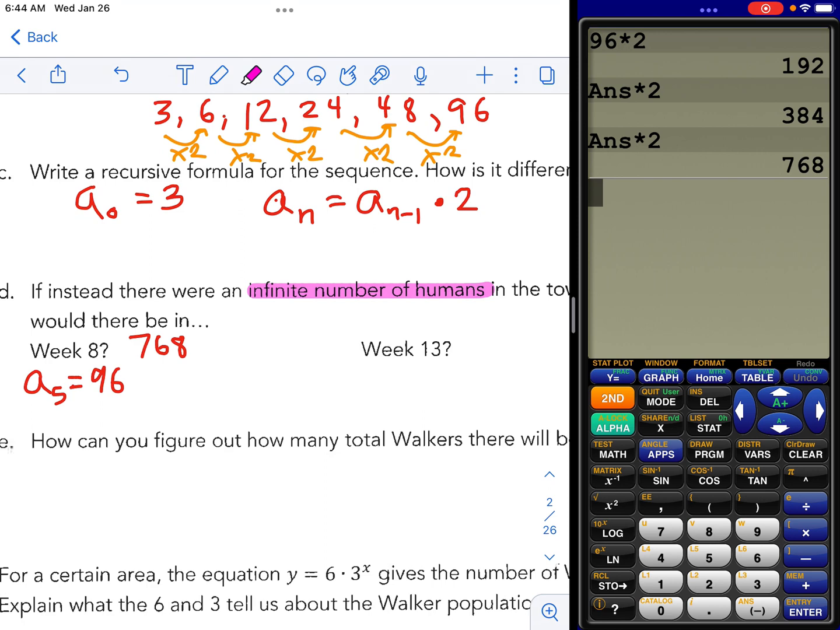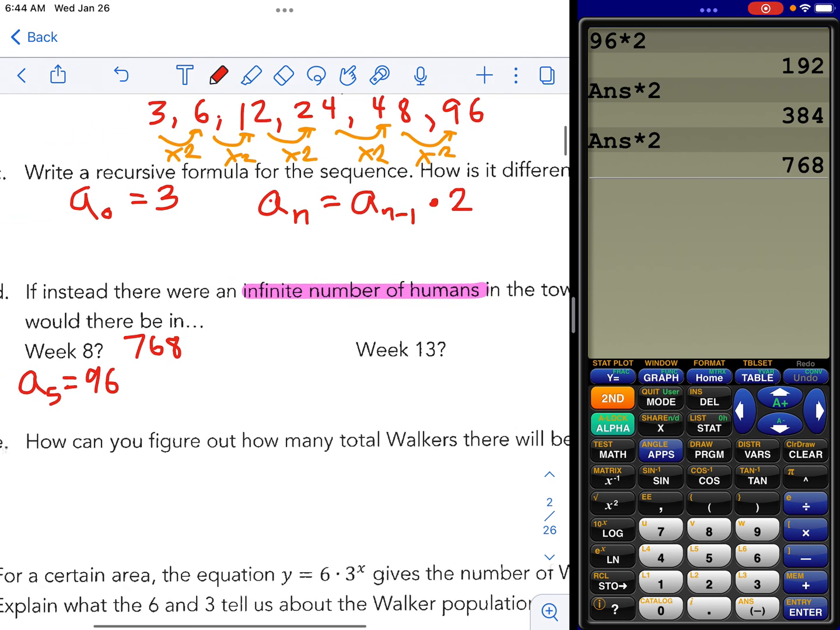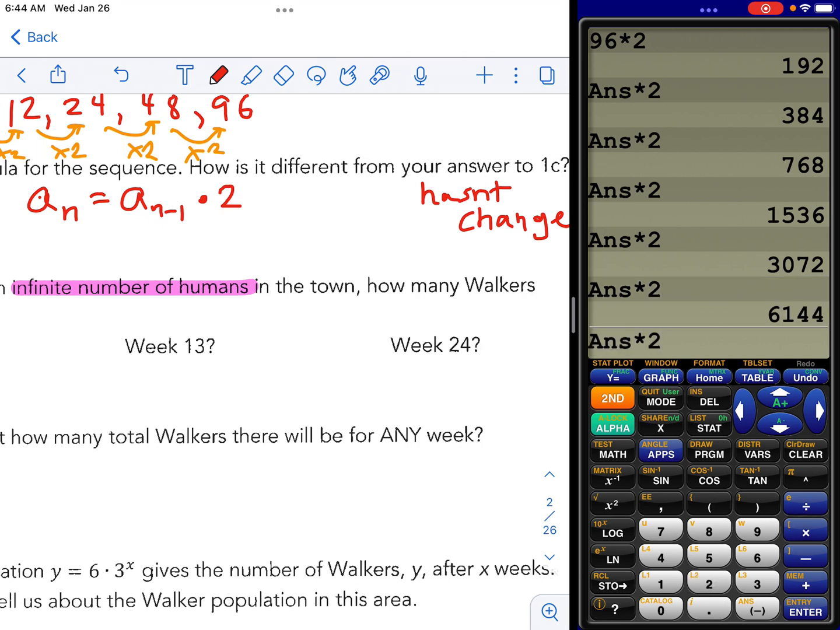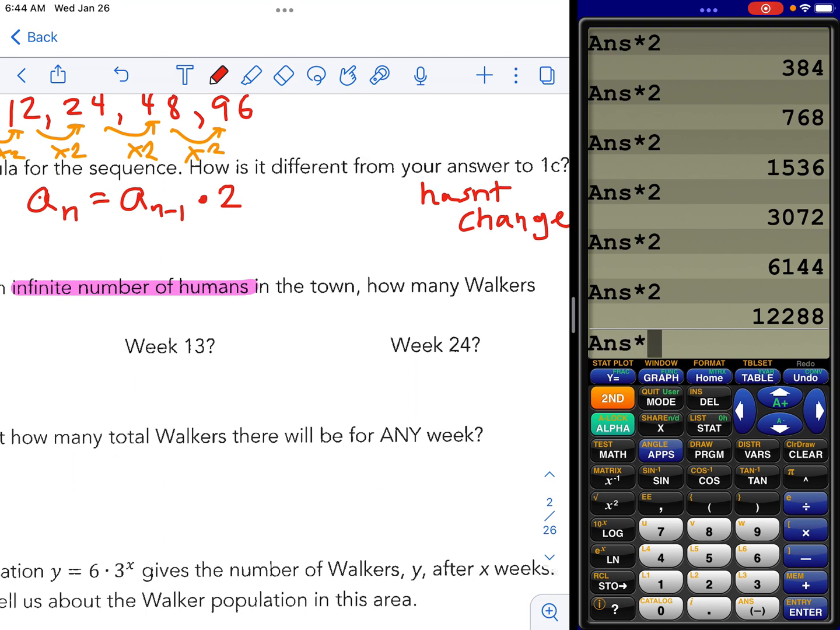We have an infinite number of humans. And we can keep that pattern going. So that's A8. So A9 would be multiplying by 2 again. A10 would be multiplying by 2 again. A11 would be multiplying by 2 again. A12 would be multiplying by 2 again. A13 would be multiplying by 2 again. And if you can see, the population is really growing. It's 24,576. And I can keep doing this.